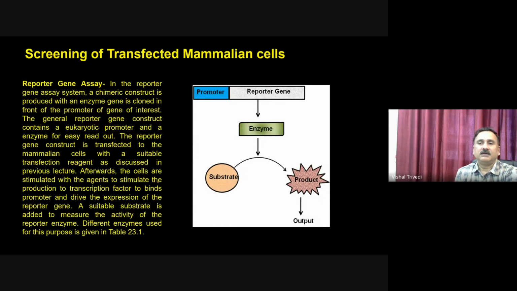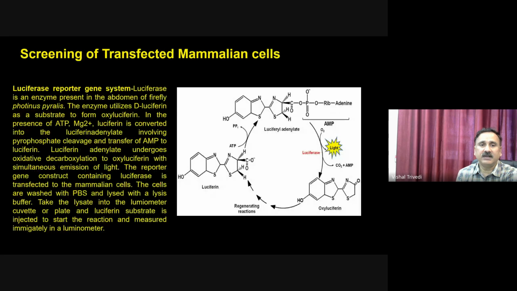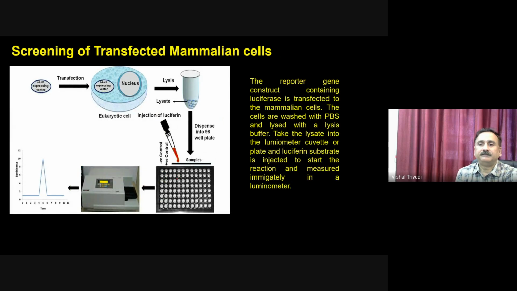And then we can also use the screening of transfected mammalian cells. You can use reporter gene assays, or we can also use GFP. We can also use a luciferase-based system. This is the scheme for the transfected mammalian cells. You transfect the cells with this luciferase-expressing vector, and it is going to express the luciferase. Then you lyse the cells and test in a microtiter plate reader, and it will give you the signal for the luciferase.